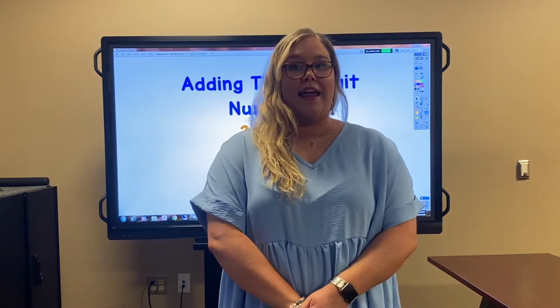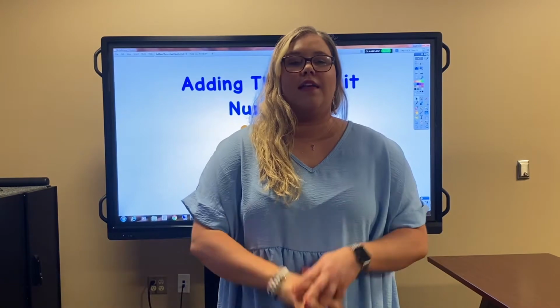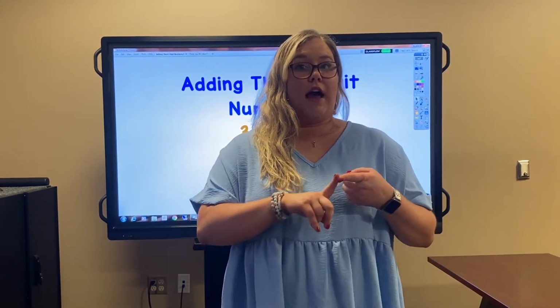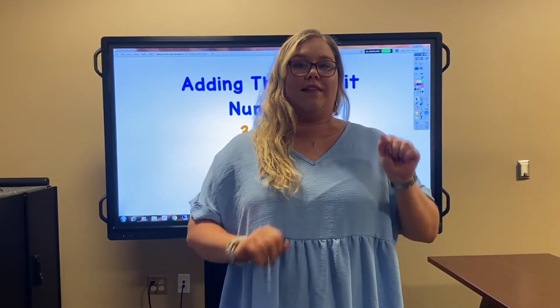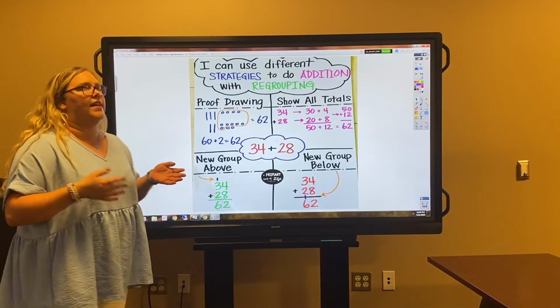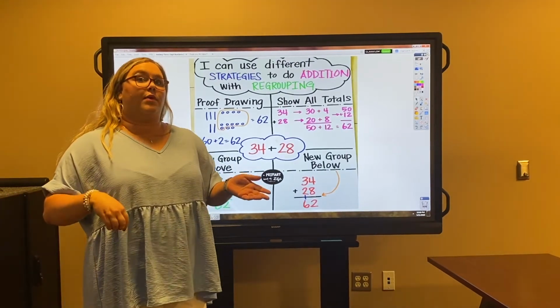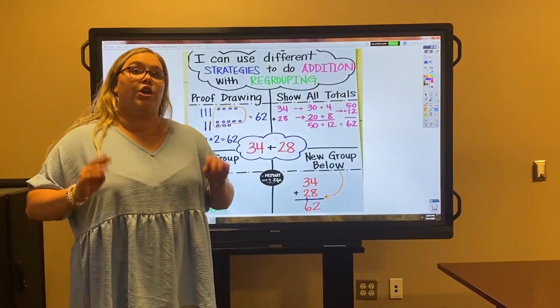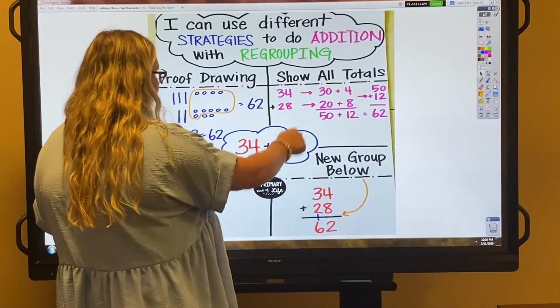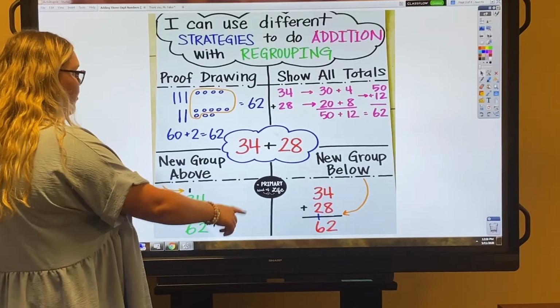Today we're going to be adding three-digit numbers with regrouping. There's lots of different strategies that you can use for this. Today we're going to focus on the standard algorithm as well as the number line. Let's get started. Okay, so right here we have an anchor chart. This is pretty much just saying that whenever you're adding or subtracting with regrouping, there's lots of different strategies you can use. You can use base 10 blocks, you can use expanded form, or you can use the standard algorithm.